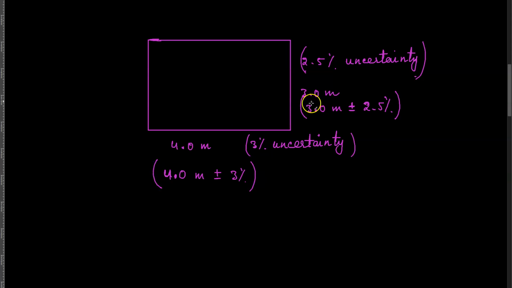Now, when I multiply these two numbers together, I get 3 times 4 is equal to 12, so 12 meters. Here you have 2.5% uncertainty, here you have 3% uncertainty. 2.5 plus 3 is equal to 5.5% uncertainty in your measurement. So the result is 12 square meters plus or minus 5.5%, and that is the area.